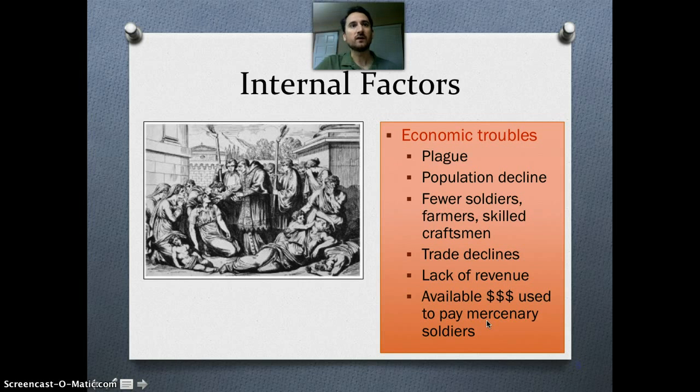Rome paid them to fight for the Roman military, and that has to bring up a question of loyalty. Are the mercenary soldiers going to be loyal to Rome, or are they going to be loyal to whoever pays them the most? And they will ultimately revolt against Roman authority. Okay, so again, see how all of these factors are intertwined. It's not just one thing, it's a combination of many things.